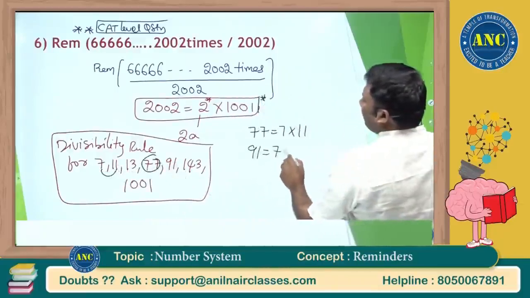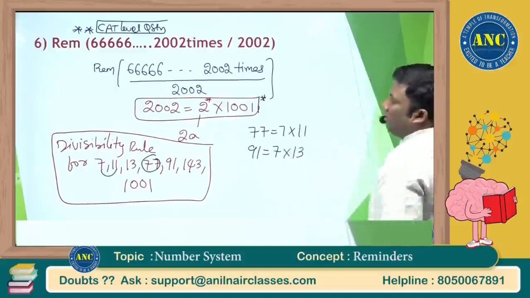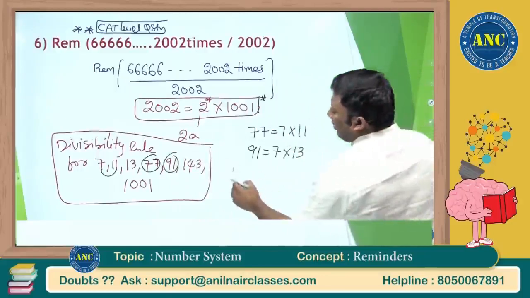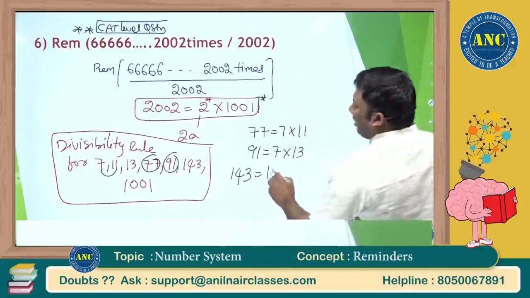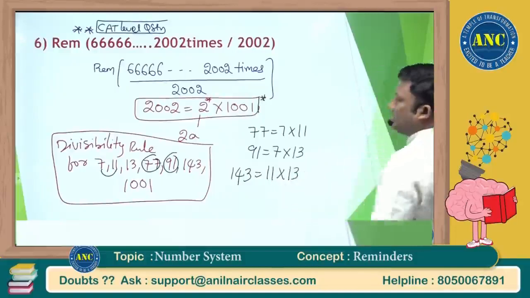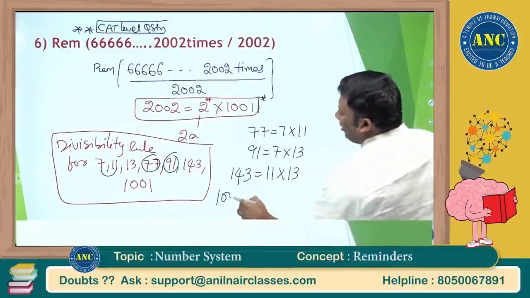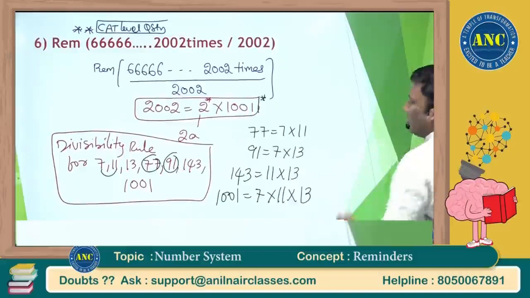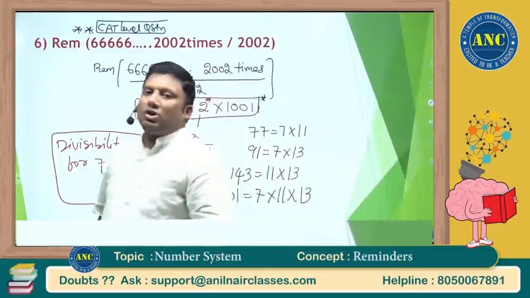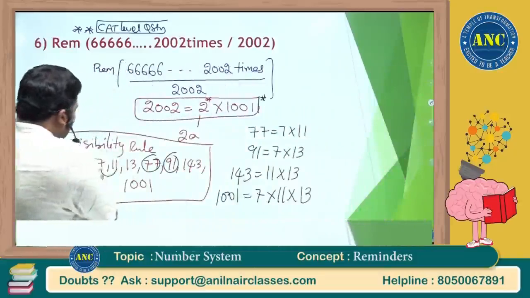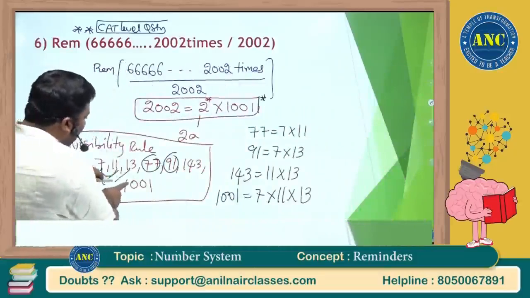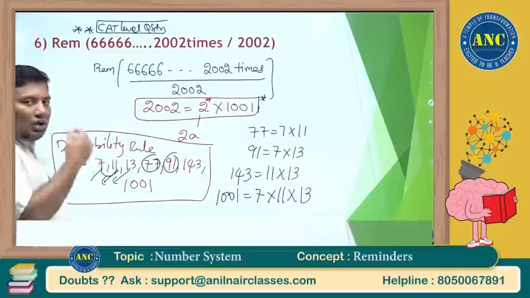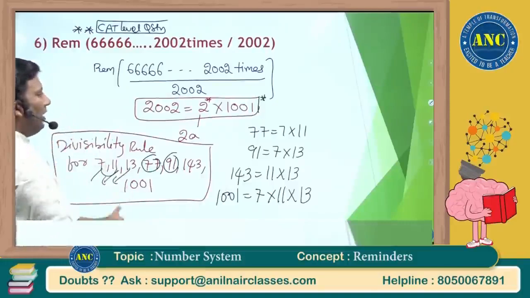91 it is a composite number which can be written as a product of two prime numbers, 7 into 13. 143 it is a composite number which can be written as 11 into 13. 1001 is a composite number which can be written as 7 into 11 into 13. So the divisibility rule for this number is the same as this number, total 7 numbers divisibility rule.